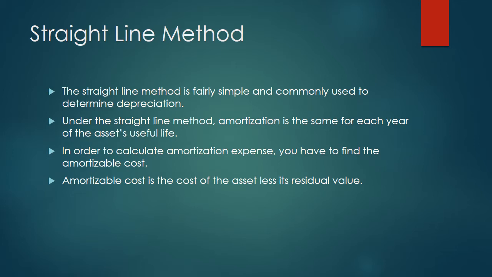Under the straight line method, amortization is the same for each year of the asset's useful life. So each year will have the same depreciated value. So for example, if the asset has $500 in its depreciated value and its useful life is 5 years, every year will be the same. And in order to calculate amortization expense, you have to find the amortizable cost. And the amortizable cost is the cost of the asset less its residual value.